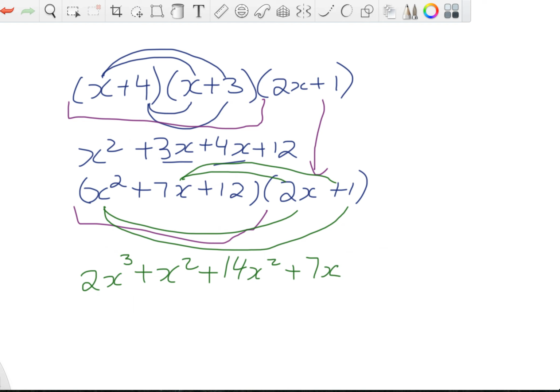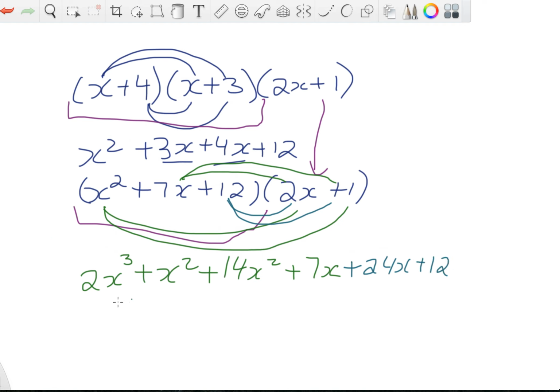Notice how we have another number, so it's not just two parts in our brackets. So then, just to show you the difference, we would use 12 times 2x, which is 24x. Then we have 12 times 1, which is 12.